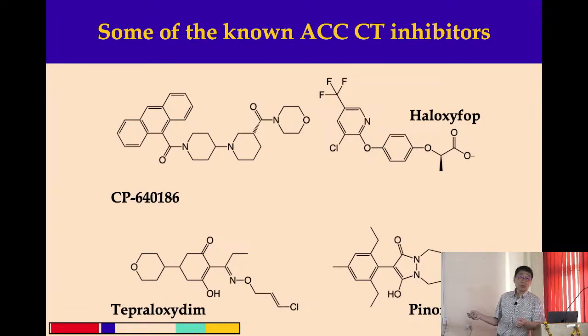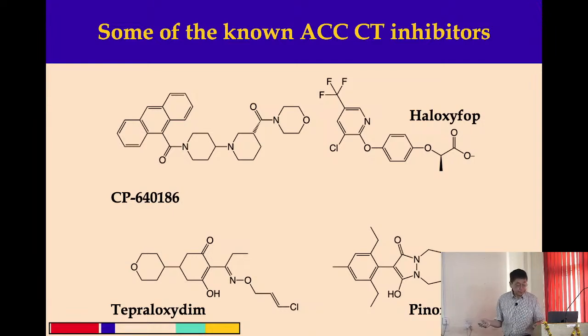And then this compound here came from Pfizer, the pharmaceutical company in Connecticut. I'll show you more about this. They did a high throughput screen against mammalian or rat ACC, followed by medicinal chemistry, and they developed this compound called CP640186. That's a potent inhibitor against mammalian or human ACC. We have actually obtained structures of each of these compounds bound to CT. They're all CT inhibitors, so we sort of know how they work at the molecular level.